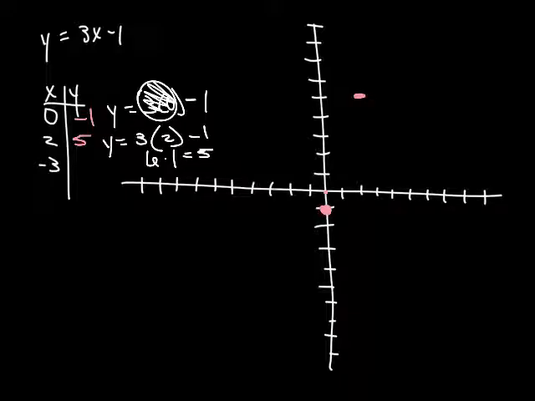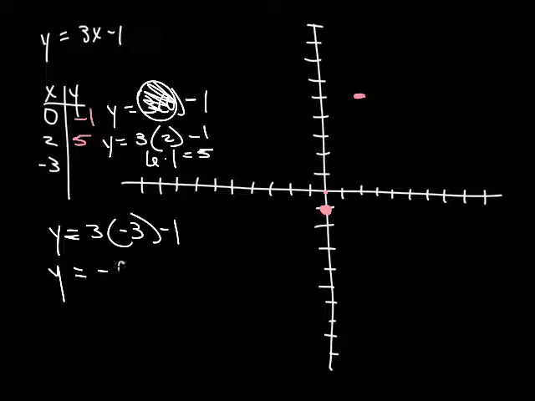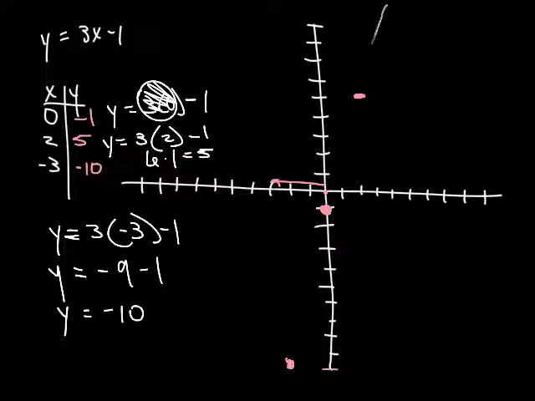And now let's do negative 3. y equals 3 times negative 3 minus 1. So y equals negative 9 minus 1. Signs are the same, so we add them and put the sign on there. And so then we have negative 10. So negative 3, negative 10. Negative 3, and then down 10. 1, 2, 3, 4, 5, 6, 7, 8, 9, 10. So we're going to be down here somewhere. And then when we draw a straight line, and I'm sure this won't be real straight, it will go through all three of those.